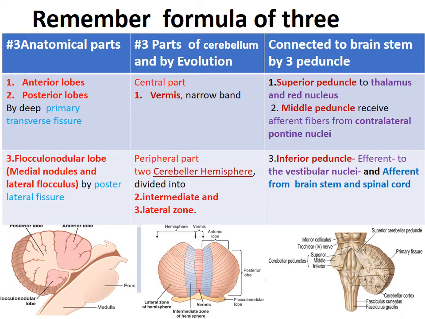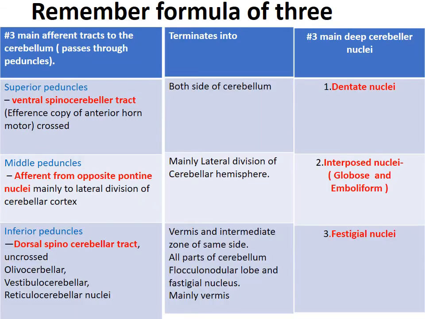The middle peduncle is mainly for corticopontocerebellar fibers. The superior peduncle is mainly connected through cerebello-thalamic fibers, intervening the red nucleus. So the superior peduncle is for the higher center, the middle for the brain stem, and the inferior for the spinal cord. Again, remember the formula of 3.